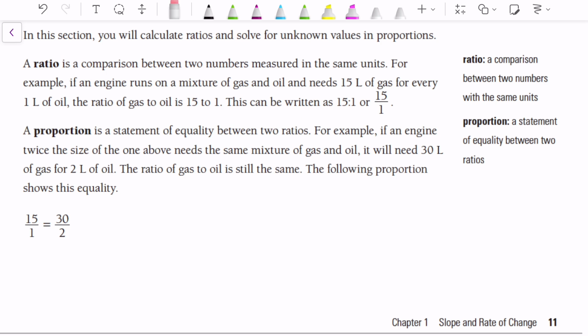For example, if an engine twice the size of the one above needs the same mixture of gas and oil, it will need 30 liters of gas for 2 liters of oil. The ratio of gas to oil is still the same, and the following proportion shows this equality. A proportion is just a statement of equality between two ratios. So 15 to 1 is actually equal to 30 over 2, because you can reduce 30 over 2 to 15 over 1. The same thing would happen if you multiplied it by 3, 4, or 5.